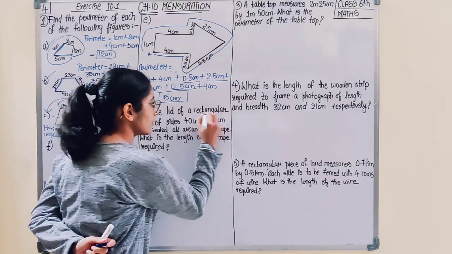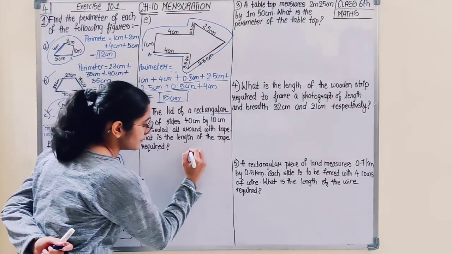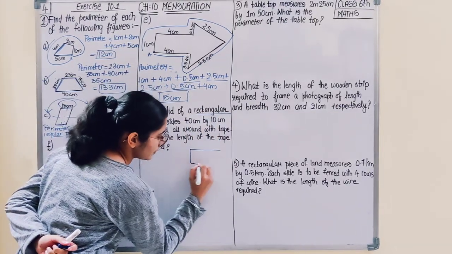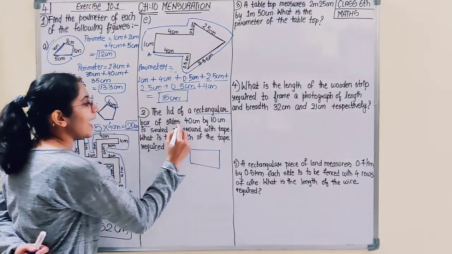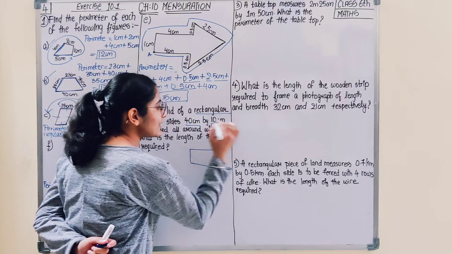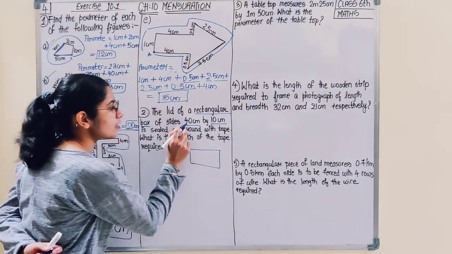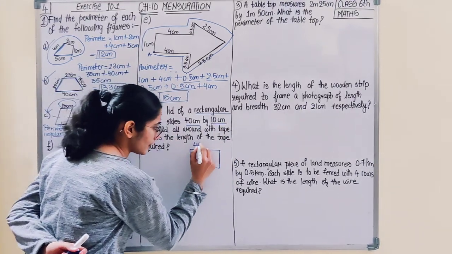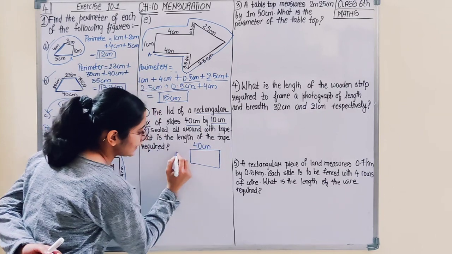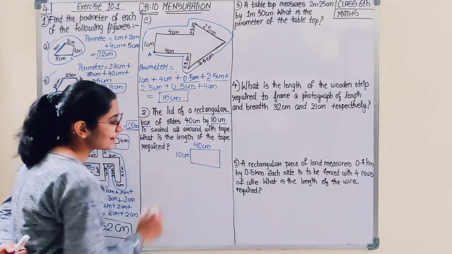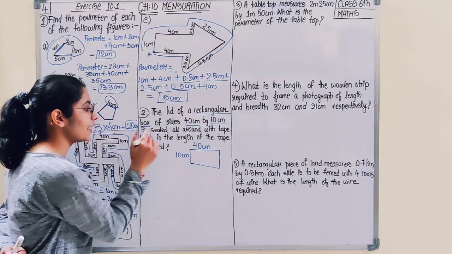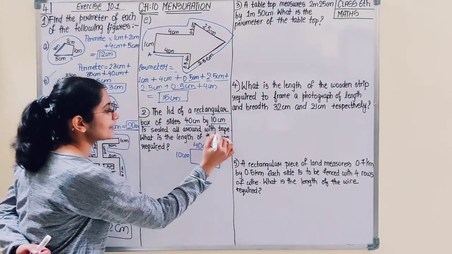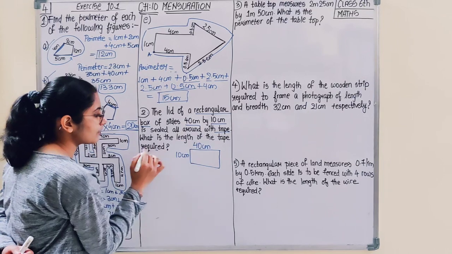So here, rectangular box. The shape which we have to consider is rectangle. Sides 40 by 10 centimeter. Which one is longer? 40. So length is 40 centimeter and breadth is 10 centimeter. Always breadth is less than the length of the particular shape. Is sealed all around with tape. What is the length of the tape required?